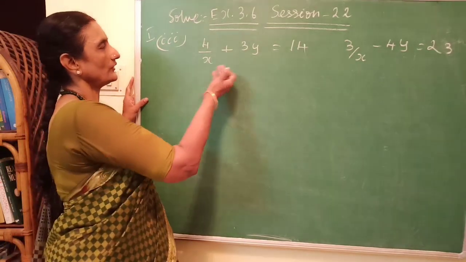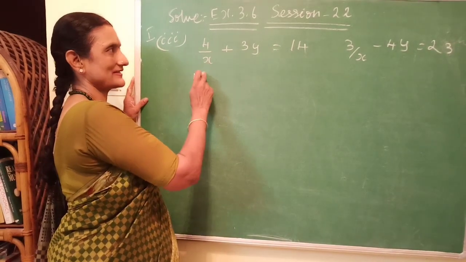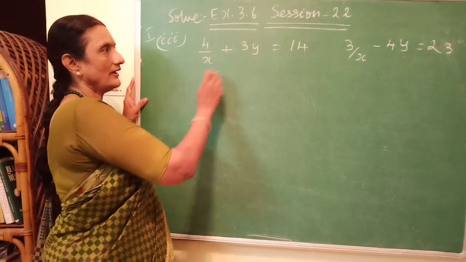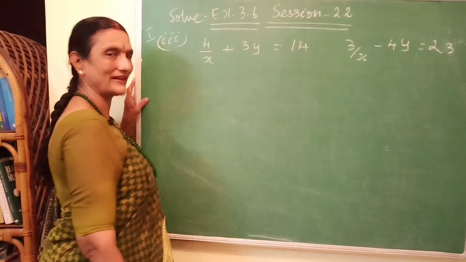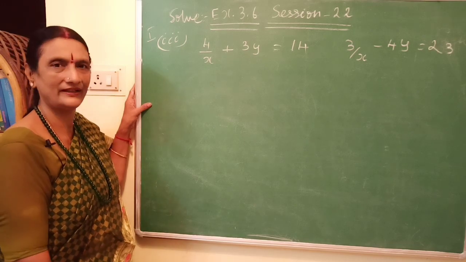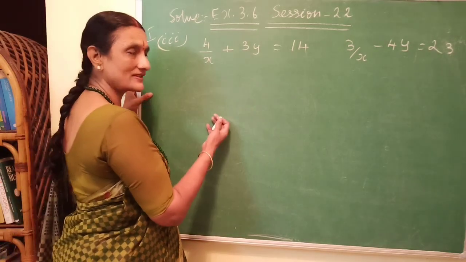So here if you look at it, 4 by x, 3y. The power of x only is minus 1. Here also the power of x is minus 1. Y remains the same, linear. It is having only a linear power. Okay. So how to solve such equations?